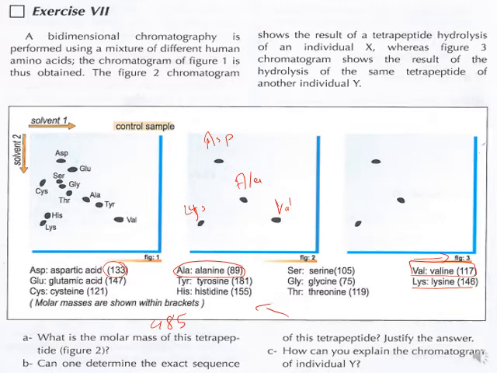Part B, they said, can one determine the exact sequence of this tetrapeptide? Justify your answer. Can we find the exact sequence? No, we can't find this exact sequence. We find that we have these amino acids: aspartic acid, lysine, alanine, valine. But I don't have the sequence, how they are arranged.